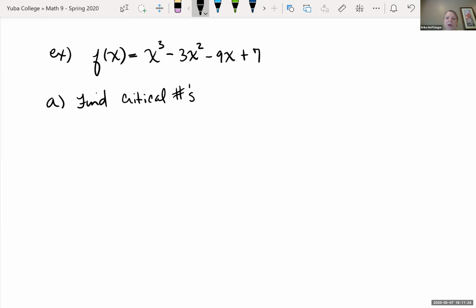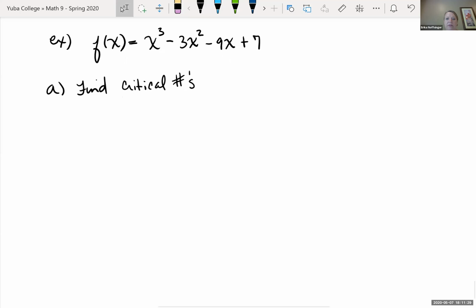So we find critical numbers by finding the derivative of our function and finding out when that is equal to 0 or undefined. So looking at this, f prime of x is equal to the derivative of x cubed, which is 3x squared, minus the derivative of 3x squared, which is 6x. Then the derivative of 9x, so minus 9, and the derivative of 7 is 0. And so we're looking at when f prime of x is equal to 0.